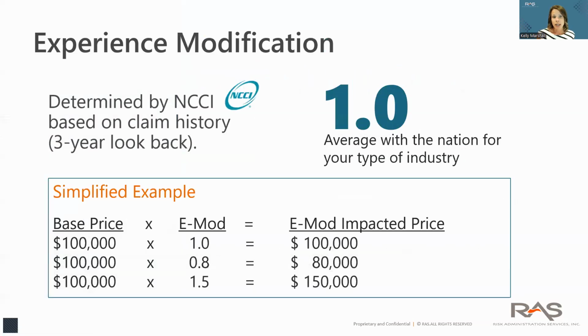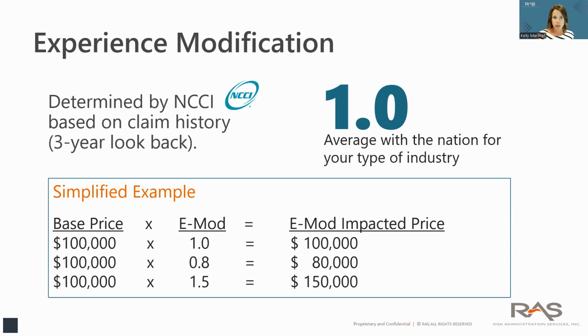Experience modification, again, is determined by NCCI, that National Council on Compensation Insurance, and that's based on a claim history of your unique workers' compensation claims over the previous 3 years. So workers' compensation is lagging in that way, in that we're looking at the experience that you've already had to help determine your current and your future work comp premiums.